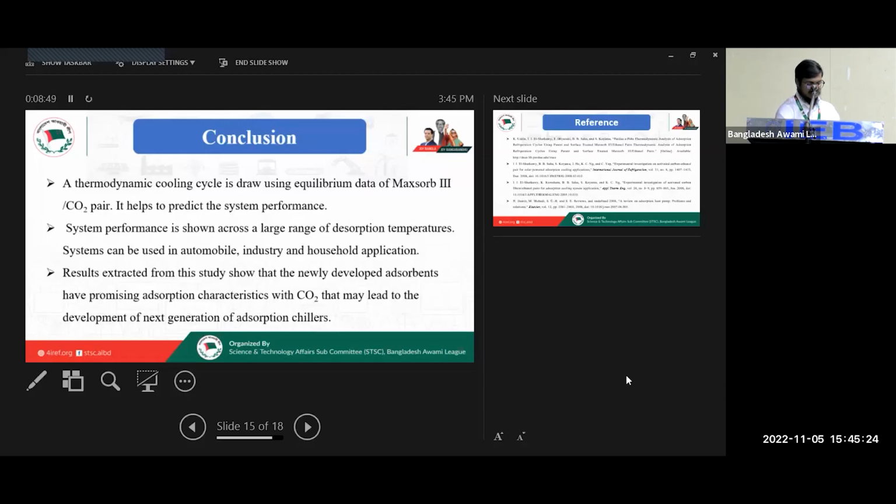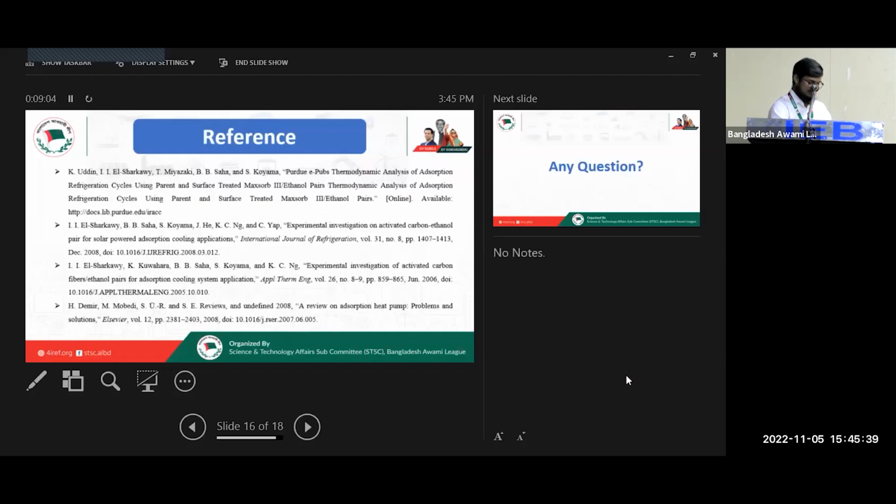Results extracted from this study show that the newly developed adsorbent has promising adsorption characteristics with carbon dioxide that may lead to the development of the next generation of adsorption chillers. This is the reference.